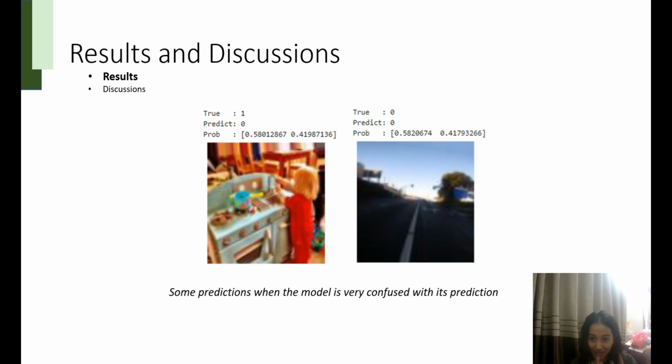It means that the difference between the predicted probabilities of the two classes is very small. As you can observe in the figure on the screen, the probability of one is 0.5 and the other is 0.4, and it's the same with the right image. So in this situation, the model is confused about which class to predict. In the right image, it is very clear that there is no person in the image, but the model is not confident in its prediction. However, the prediction is still correct.